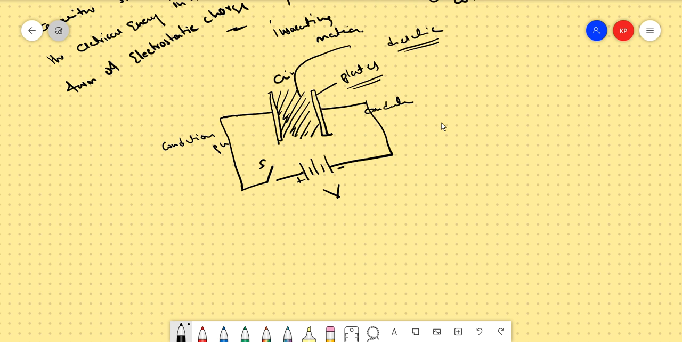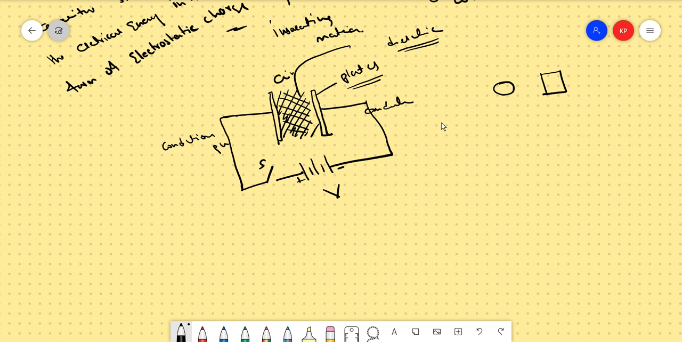That means in a capacitor there are two terms: one is the plates and the other is the dielectric. Plates are conducting materials and the dielectric is an insulating material. The conducting plates may be circular or rectangular. The dielectric is a medium between the plates, which may be any insulating material.